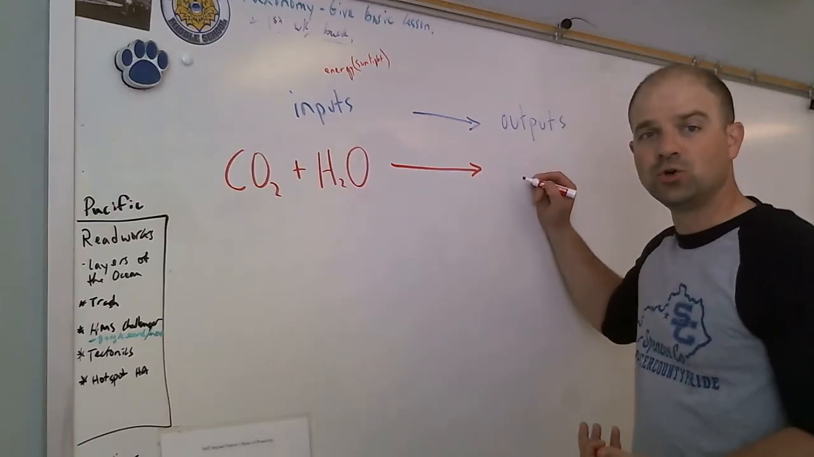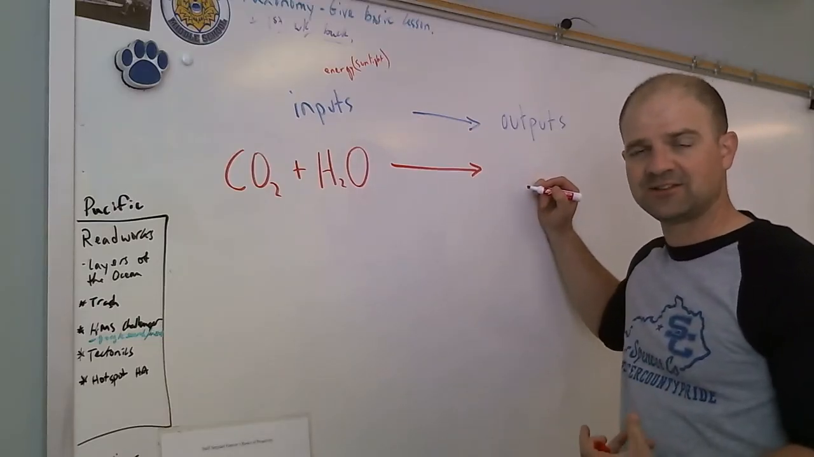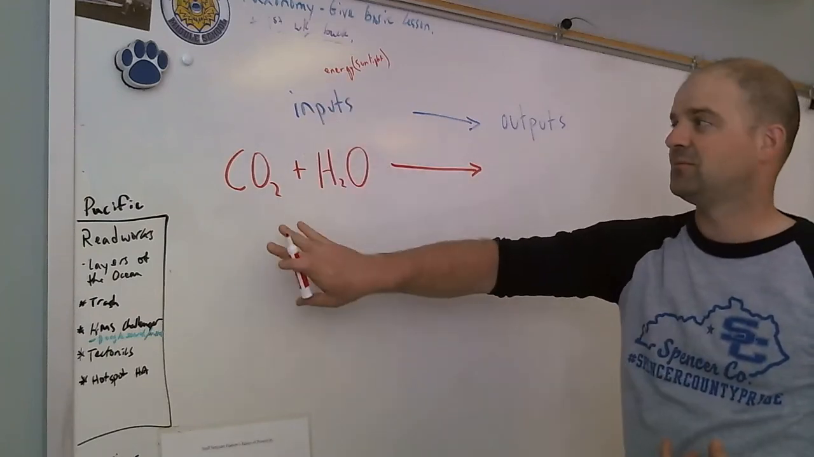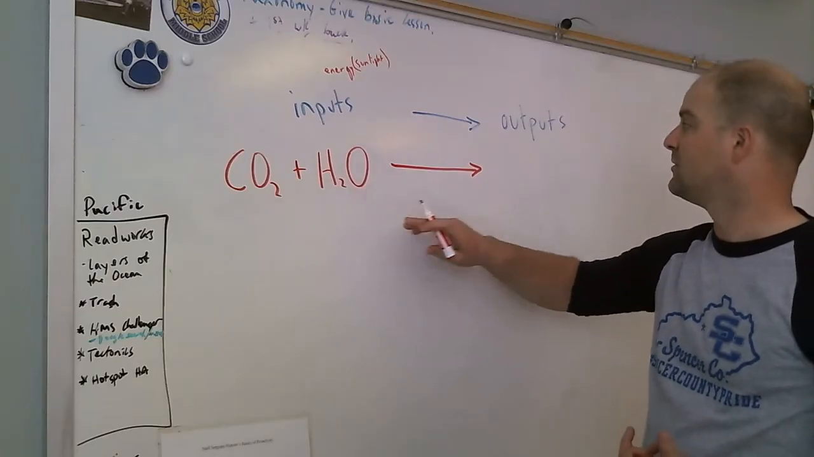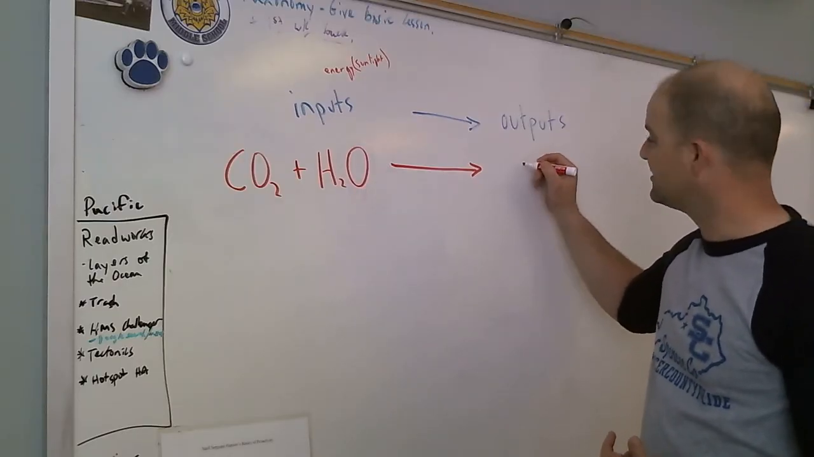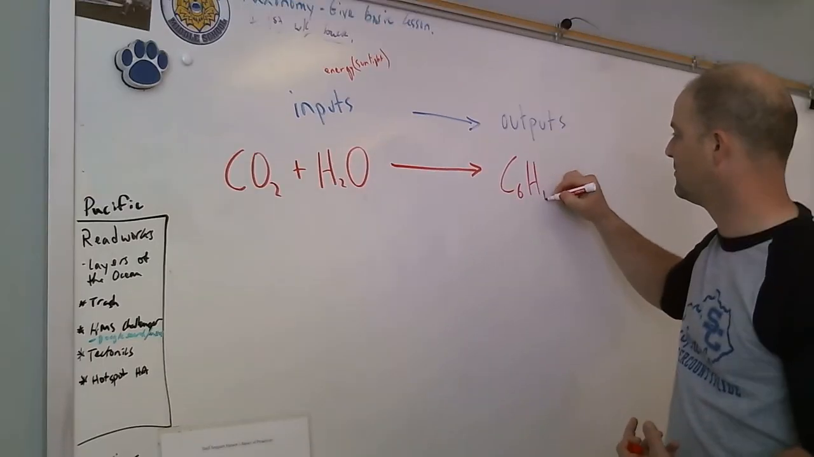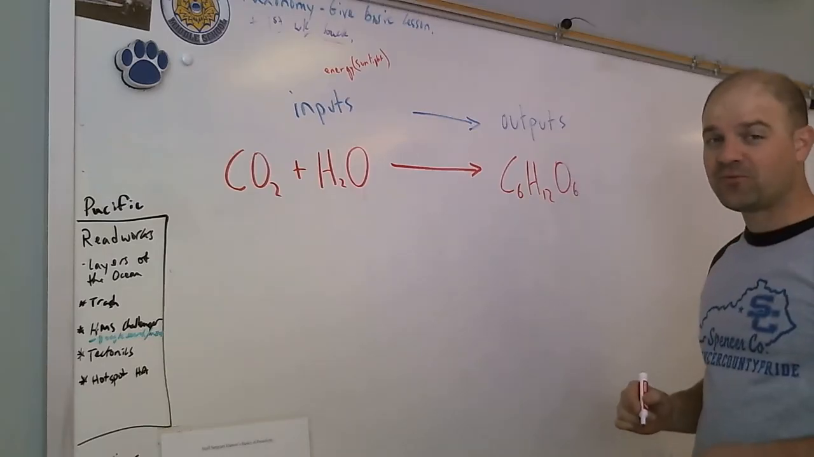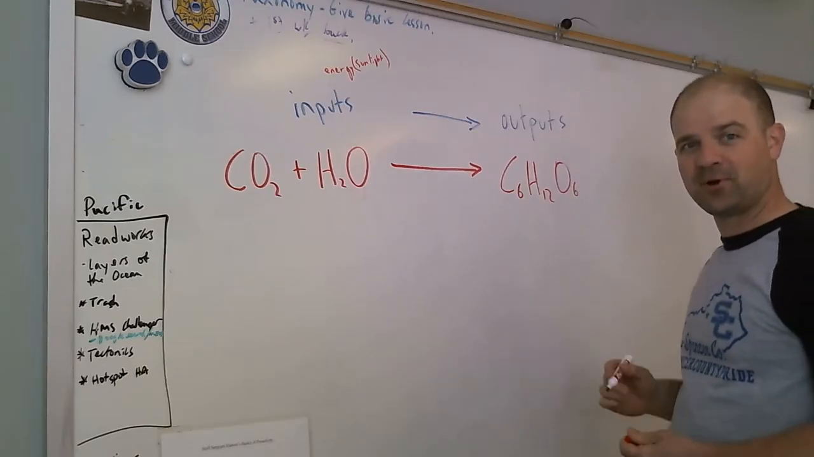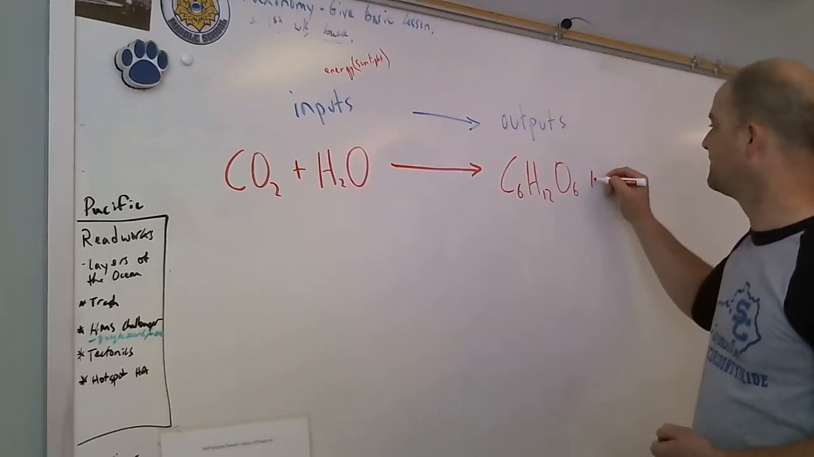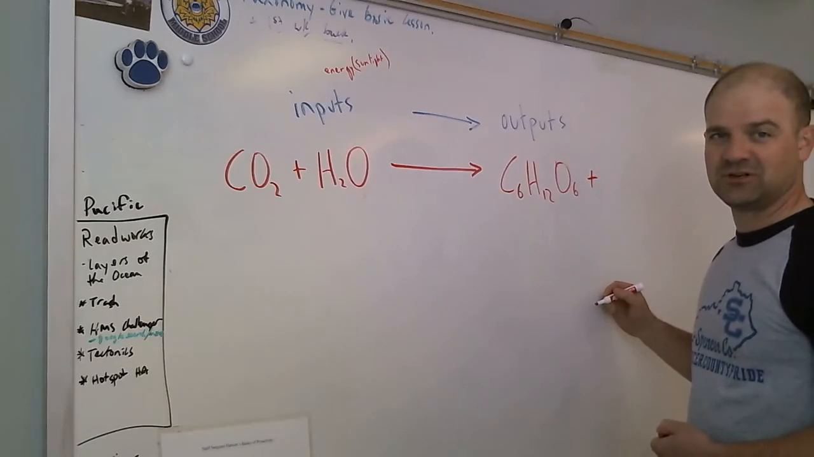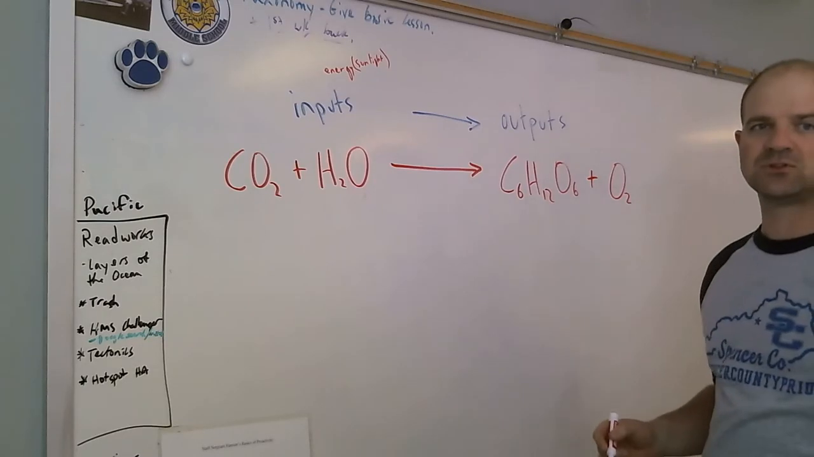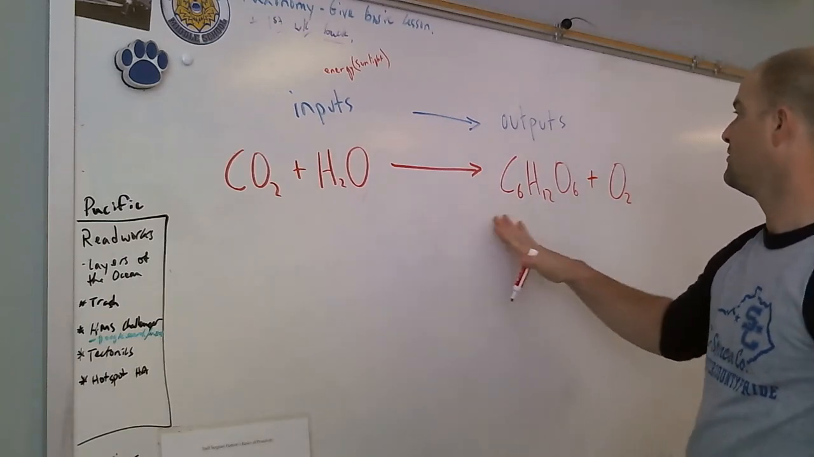We have glucose. The whole point of photosynthesis is for plants to create their own food from sunlight energy, carbon dioxide, and water. So what is glucose chemically? It's C6H12O6. And hopefully somebody remembered that there's also a happy byproduct from the process of photosynthesis, and that's oxygen in the breathable form, which is O2. So there you have it. You've got your inputs and your outputs.